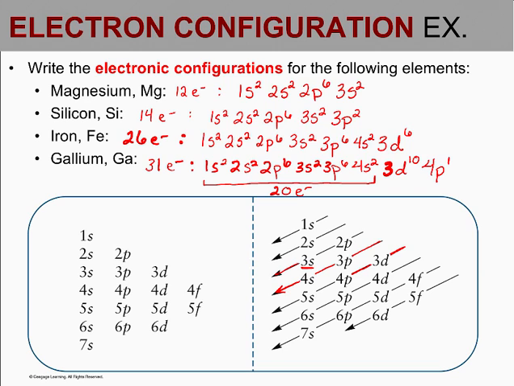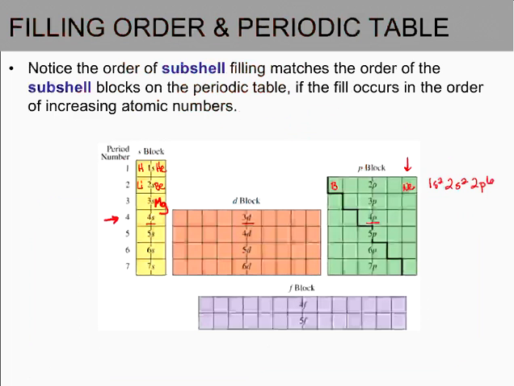All right. And if we go back to the previous slide, gallium is right here on the periodic table. So we can see that we've completely filled in 1s, 2s, 2p, 3s, 3p, 4s, 3d, and then we have our last electron in the 4p orbital.